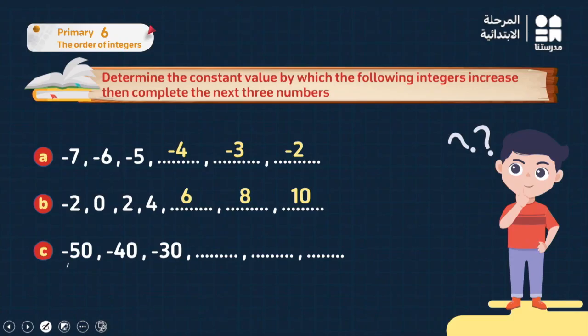Letter C, I have negative 50, negative 40, negative 30, and so on. You are moving toward the bigger by 10. Okay, you are moving by 10, from small to big. Negative 50 is smaller than negative 40, and negative 40 is smaller than negative 30. So you are moving from small to big, meaning ascending order, and you are jumping by 10. After negative 30, it will be negative 20, negative 10, and of course 0.